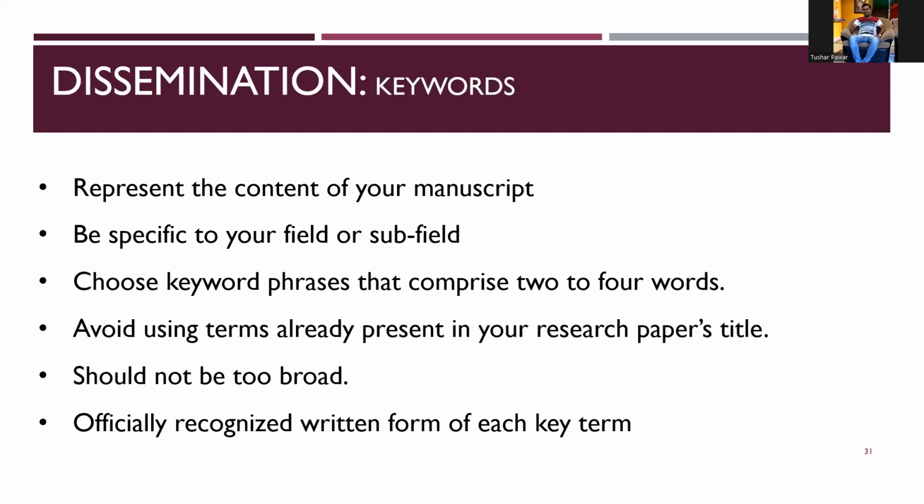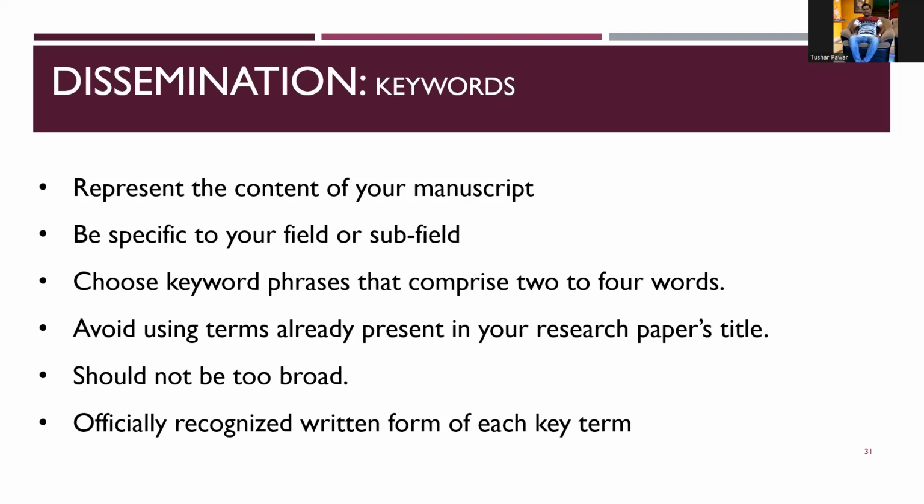Then keywords, which are very, very important. Your title, authors, affiliation, abstract, and then keywords, which represent the content of your manuscript. You should be very specific to the fields and subfields of your paper, which helps you in shortlisting the keywords. A keyword need not be a single word. It could be a phrase comprising 2 to 3 or 4 words. So there could be phrases also.